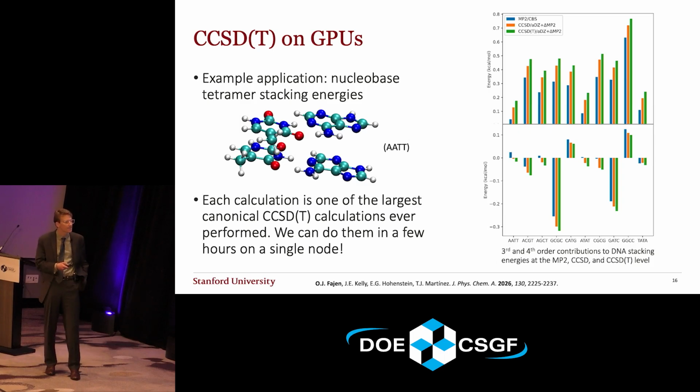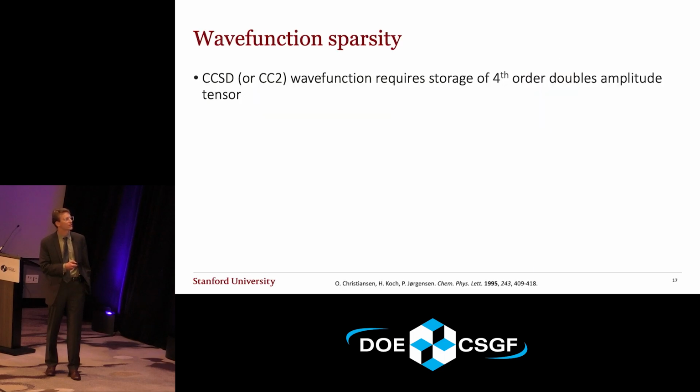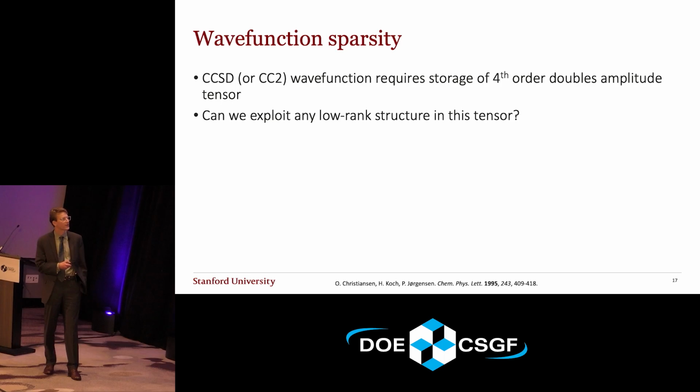So this is really exciting, and this is really where I want to leave off the story about GPU acceleration and pivot quickly here at the end to some work trying to leverage rank sparsity to gain computational benefits in coupled cluster methods. So CCSD or CC2, which is an approximation of CCSD, is ultimately bottlenecked by the storage of this 4th order doubles amplitude tensor. And so what many people try to do is to exploit any low rank structure which may exist in this tensor.